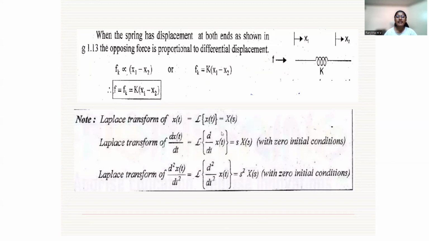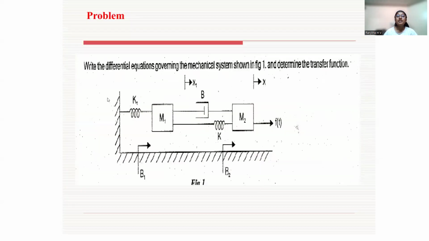Here we are going to use the Laplace transform. Here are some of the formulas for the Laplace transform. For x of t, when we apply the Laplace transform, we get X of s. Same thing, for dx of t divided by dt, we get s into X of s. Next, for d square x of t divided by dt square, we get s square into X of s.